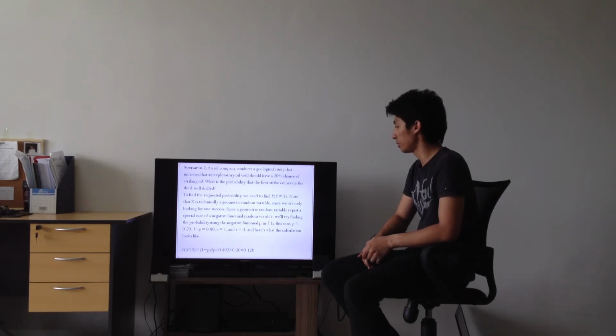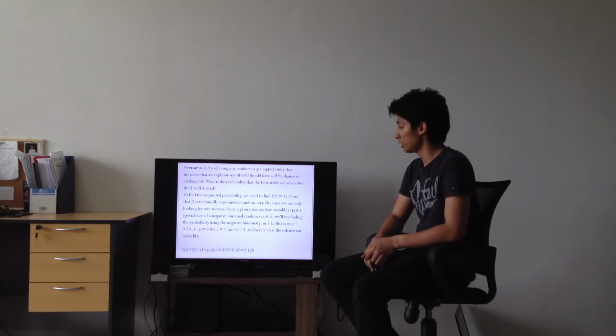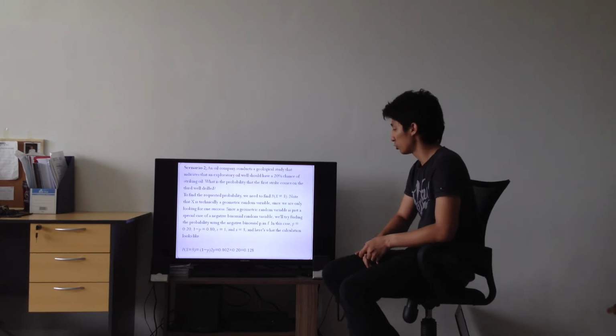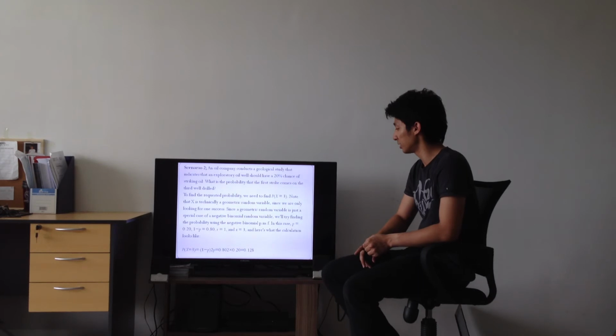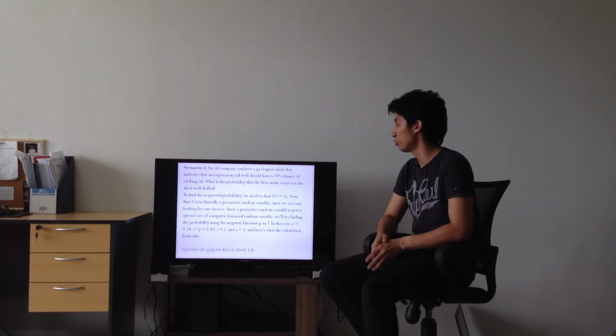So in this case, p is equal to 0.2. The probability of failure, which is 1 minus p, is 0.8, and r is equal to 1 and x is equal to 3. If you substitute all the values into the formula, you will get the final answer of 0.128. So moving on to the next scenario.